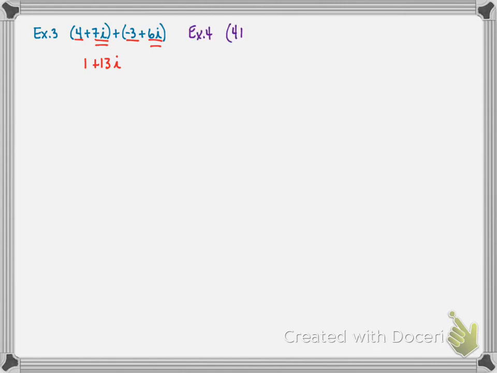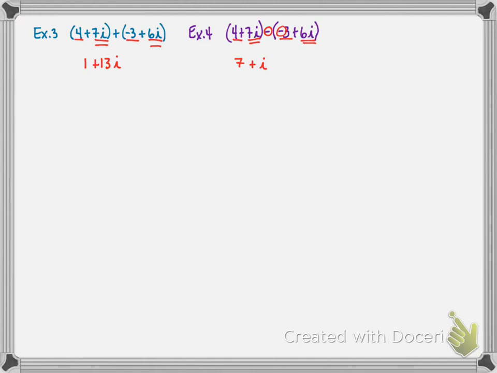Let's look at a difference. If I take the same complex numbers and find their difference, 4 plus 7i minus -3 plus 6i. First, find the real parts, 4 and -3. 4 minus -3 is like 4 plus 3, so that becomes 7. 7i minus 6i is 1i, or just plain old i. So the difference for problem number 4 is 7 plus i.